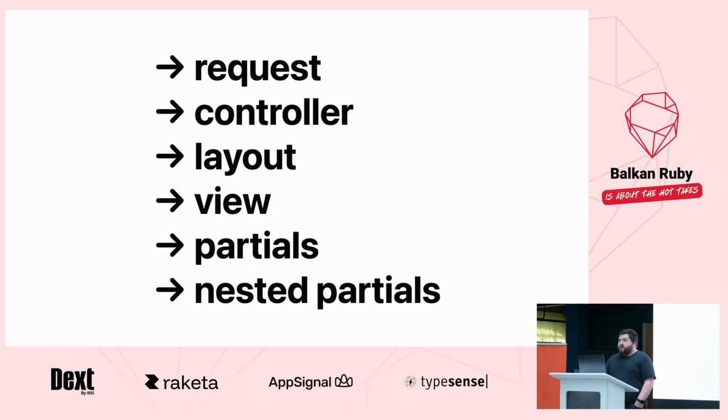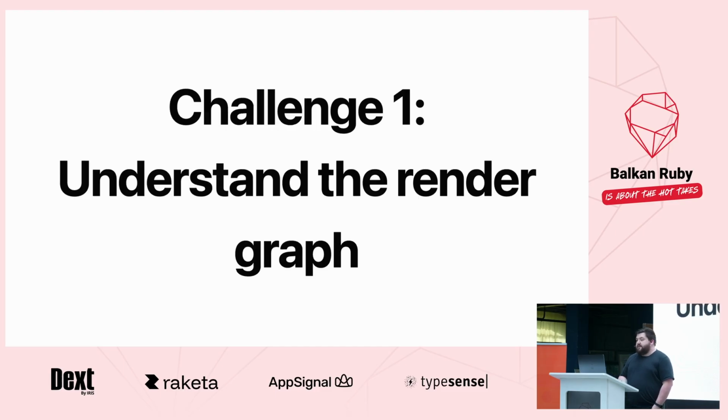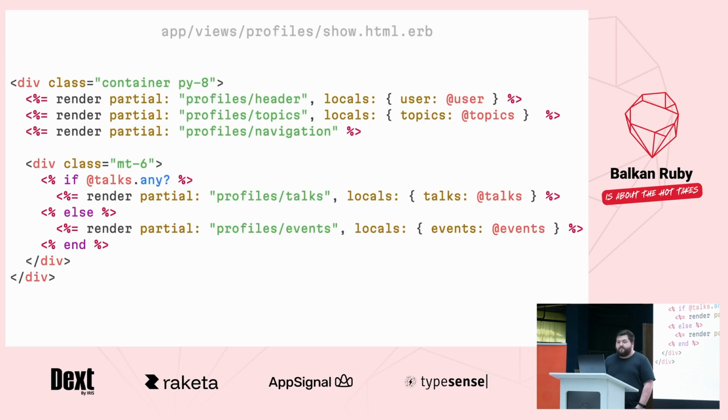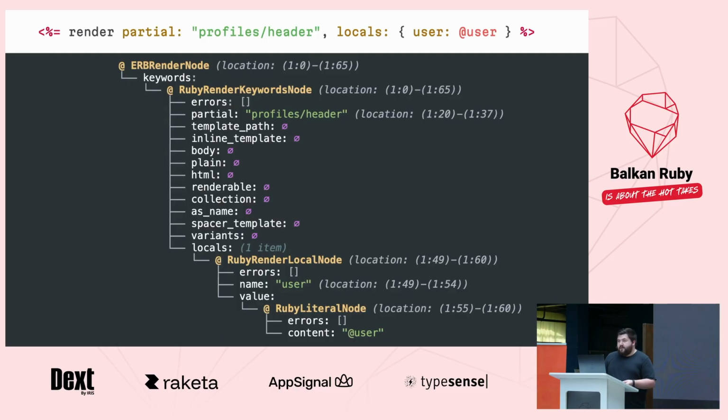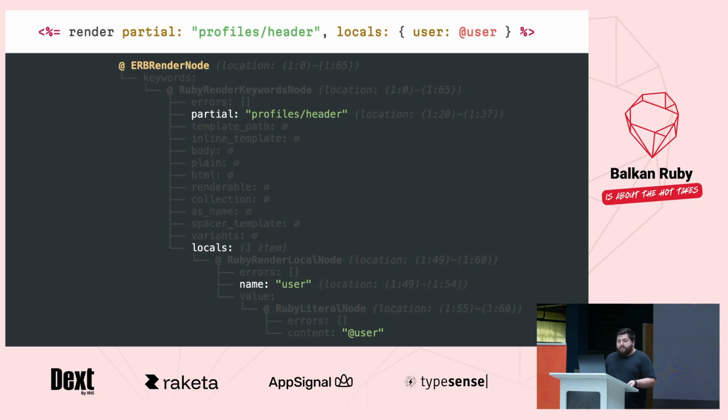And for us to be able to know what you are trying to render, we need to understand this render graph. So if you look at our templates, which look like this, we have these render partial calls that are rendering all the files. And luckily for us, Herb is now able to parse these calls too, and can give us the important pieces to figure out what we are trying to render and what we are trying to pass along, including the name and the locals.